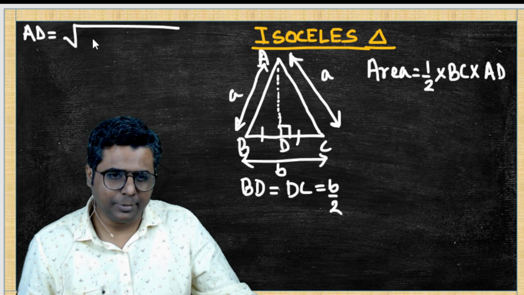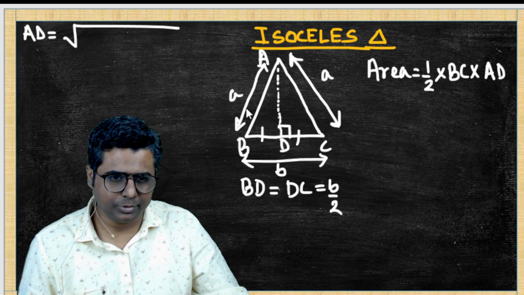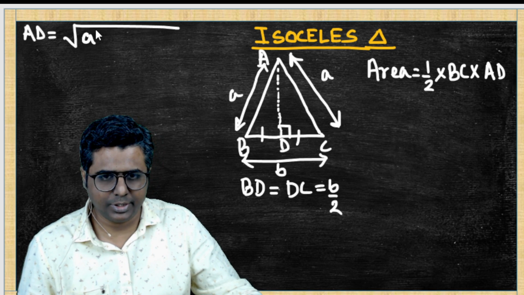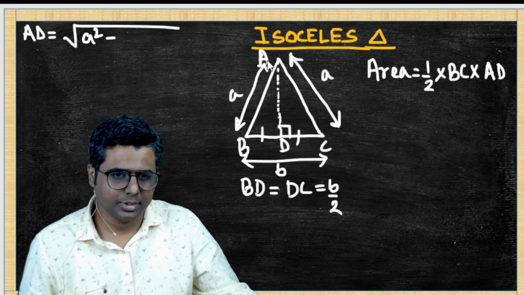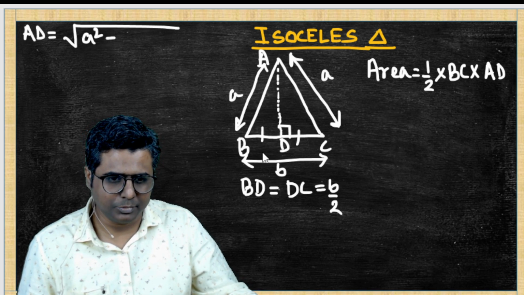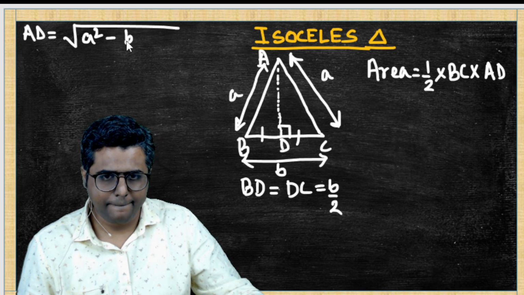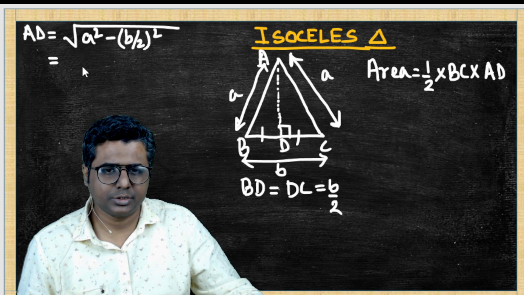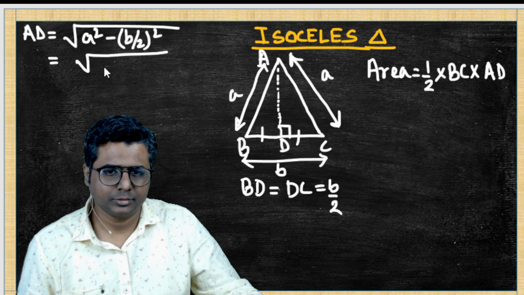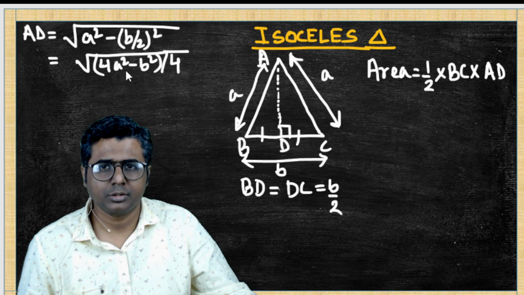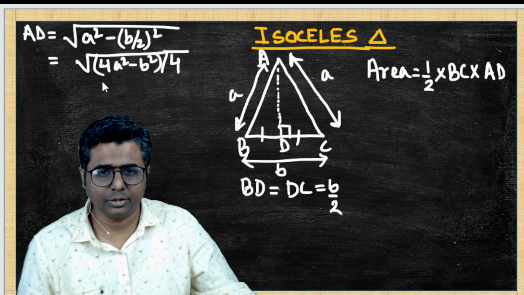Here the hypotenuse I am using directly, hypotenuse is a, square. So, I will write a square minus the base part. This BD is b by 2, so b by 2 square. If you do this, you will get 4 a square minus b square by 4. Please do not copy, do this, find it out.